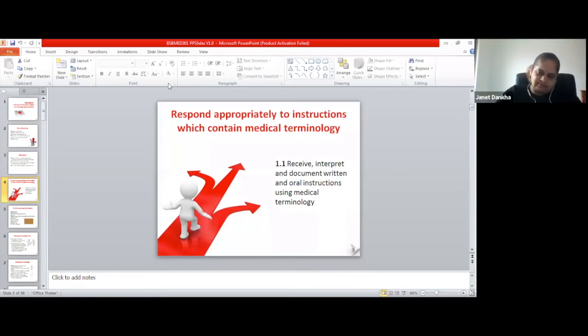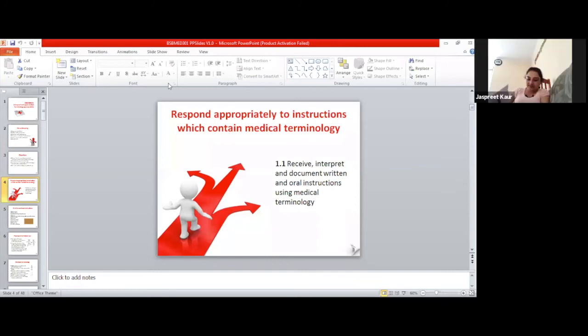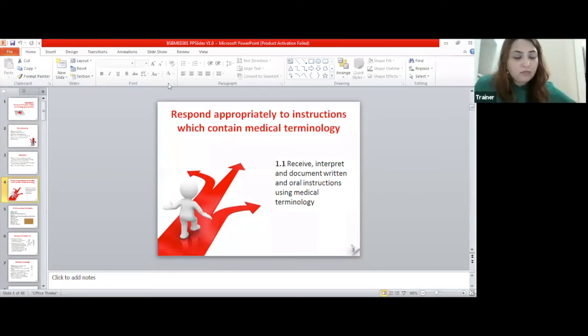We'll get back to the first element. Some of the points for the first element, let me quickly read through it.